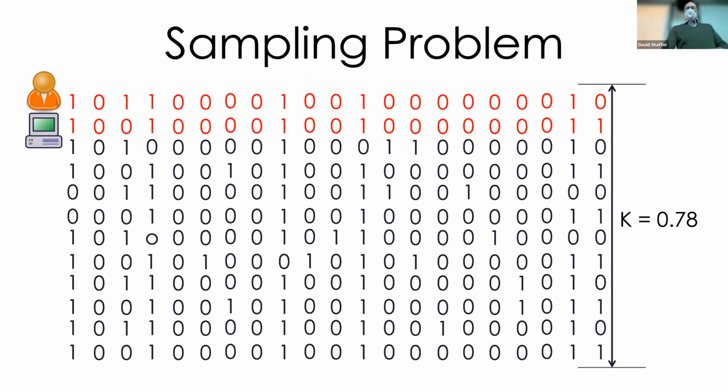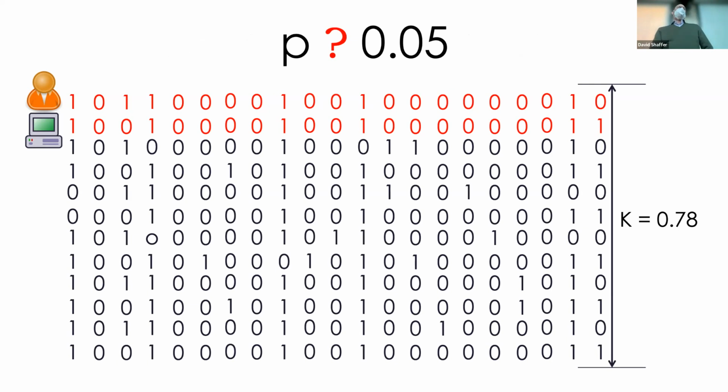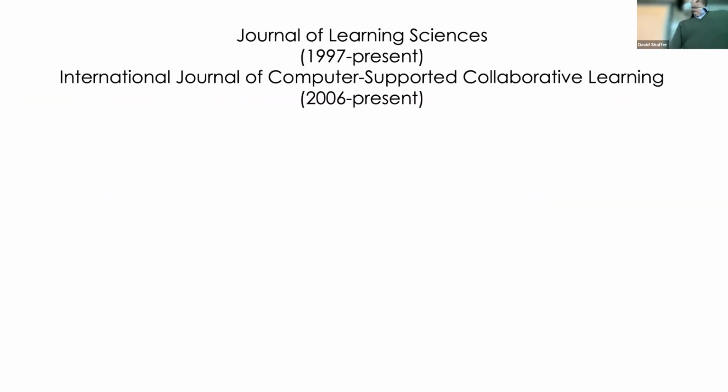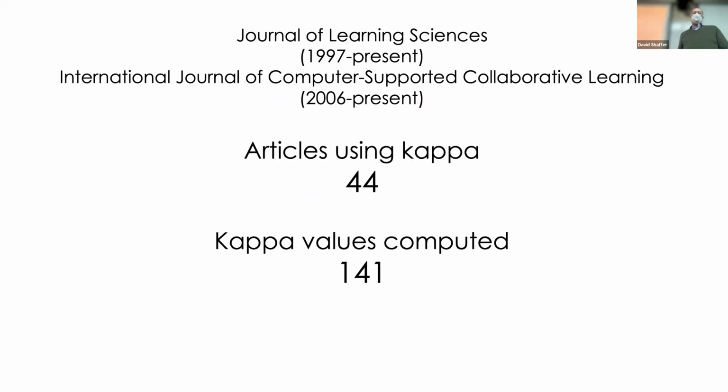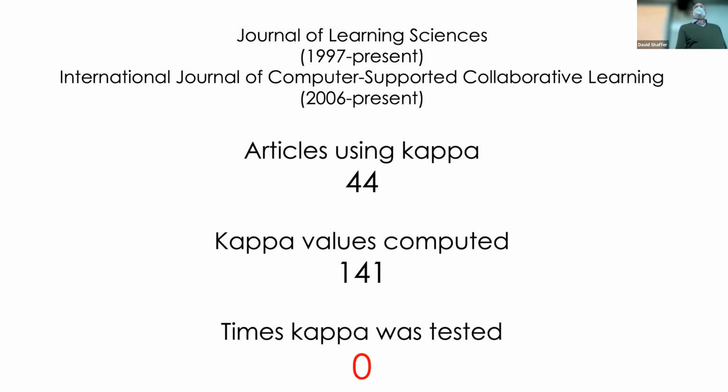In other words, we've done this, but we haven't computed any kind of p-value. Just to give you a sense of the prevalence, we looked at some journals. That's actually not to the present quite. It was a couple of years ago we stopped, but we looked at 44 articles that used kappa. They computed 141 kappa values. And the number of times that they actually tested to see whether the kappa was significant was 0.